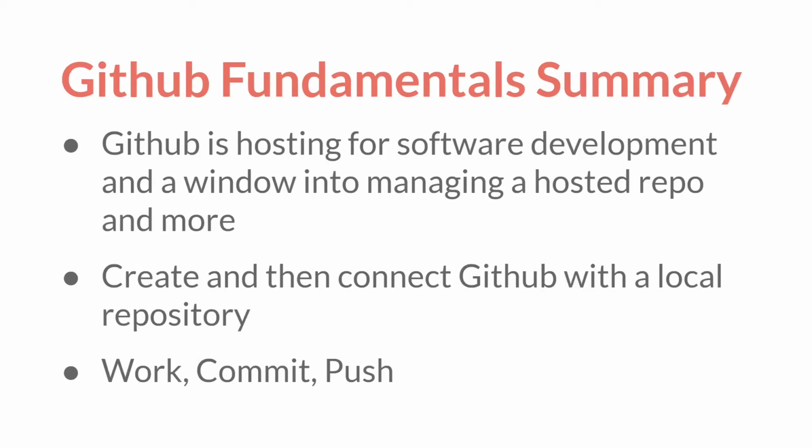In summary, GitHub is for hosting software development and a window into managing your hosted repository along with so much more. You want to create both repositories and then connect the GitHub repository with the local repository. And then once you've done that, you can work, commit, and then push your local repository to GitHub. Committing is what saves your changes to your repository, and pushing is what takes those changes and puts them in another repository, in this case GitHub, essentially backing it up online.